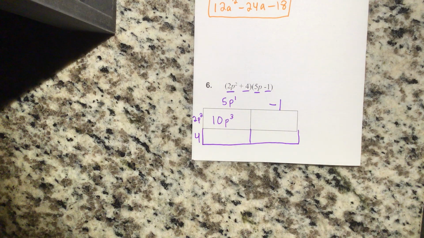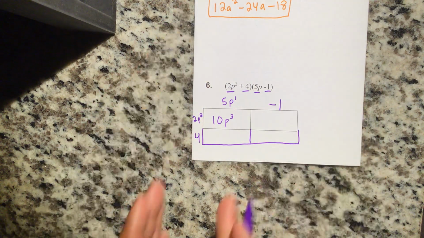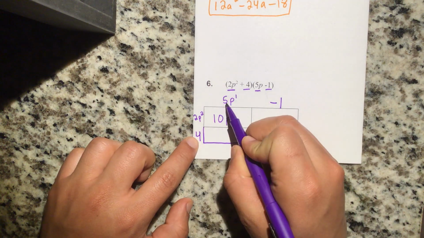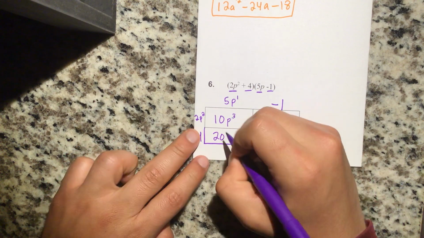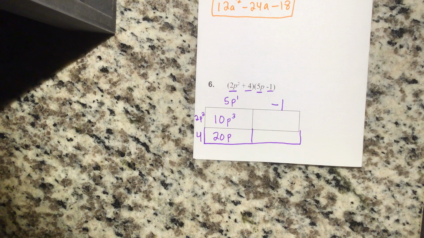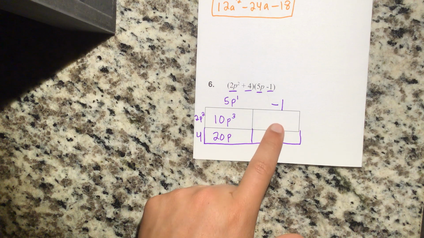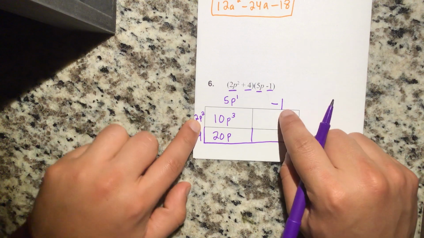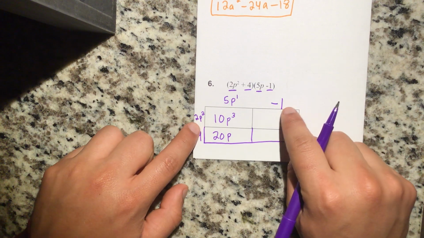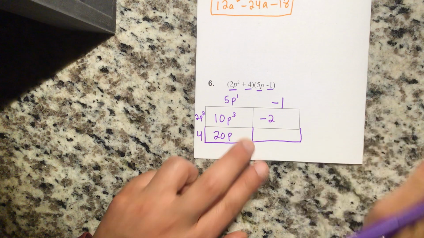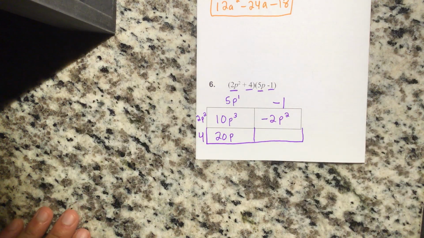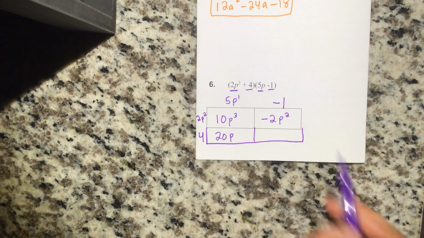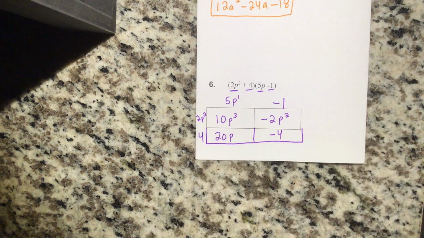Okay, and then it doesn't really matter where you go next. I usually try to go like column by column. So here, 4 times 5p to the 1st. 4 times 5 gives me 20. And I only have one variable, so we bring it down. Okay. Then I go up here to my right corner. 2p squared times negative 1. Start with the coefficients. 2 times negative 1, negative 2. All I have is a p squared as a variable, so I bring down p squared. Okay? And then lastly, the easiest one. 4 times negative 1, negative 4. Okay? And that's it. We just went box by box.